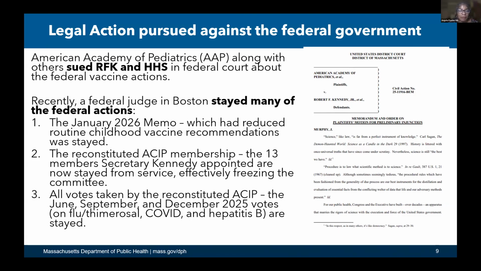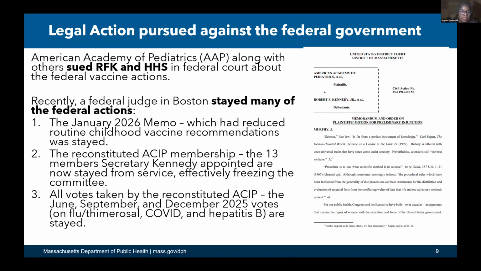If we're looking at the roller coaster, this was one of the up things: we did get some support in a legal action. This legal action was pursued by the American Academy of Pediatrics and others who sued RFK and HHS last year after the ACIP was disbanded. They added a number of other issues as well, challenging the legality of that action. And the good news is that recently a federal judge in Boston stayed many of those federal actions that I just described in the slides before.